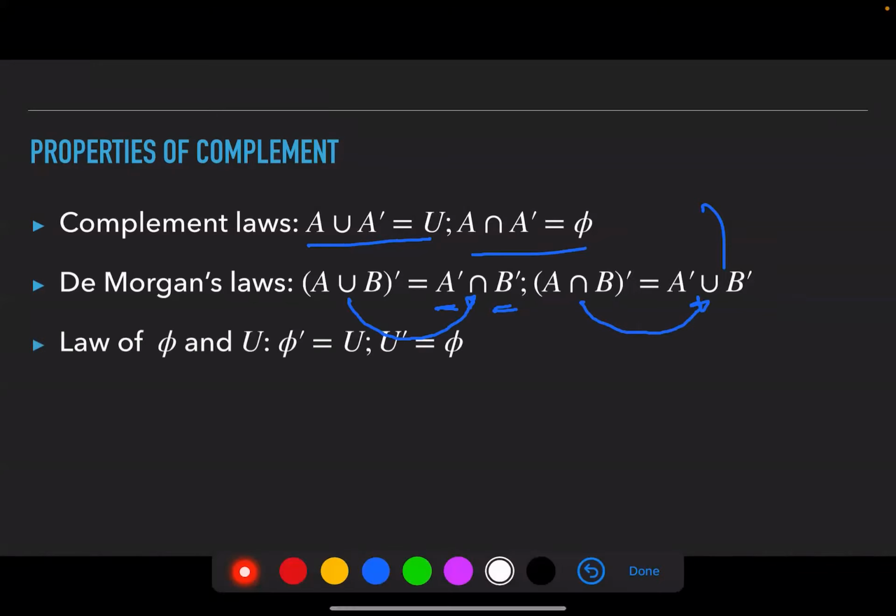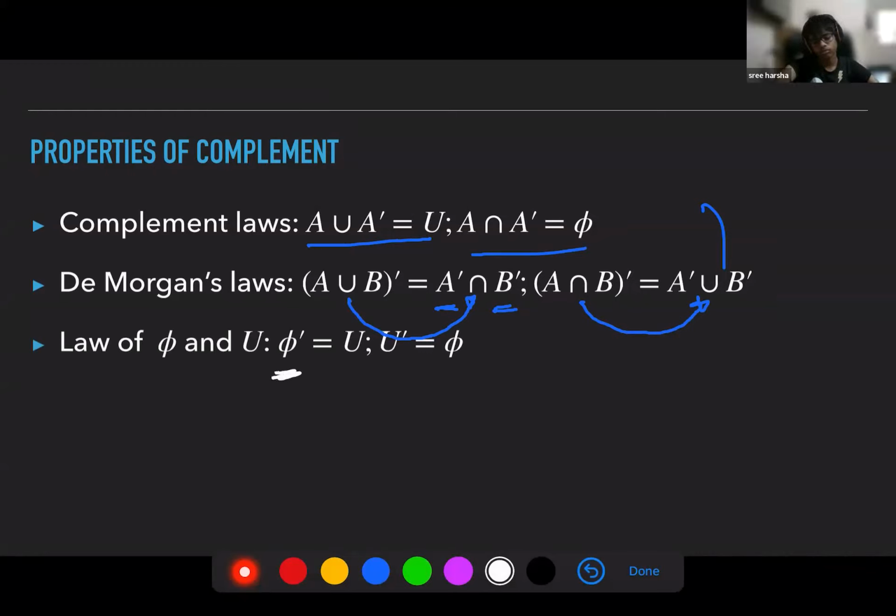Again, if you take the empty set's complement, the empty set has nothing, right? The empty set's complement has everything, that means the universal set. So if you take the universal set's complement, again you should get nothing. So that is the empty set.